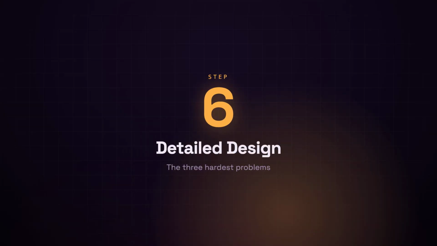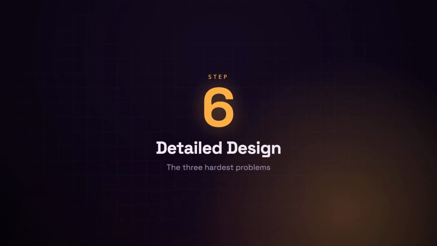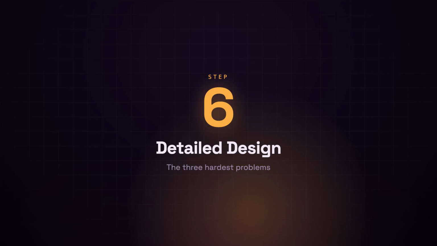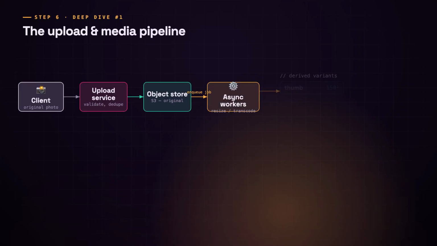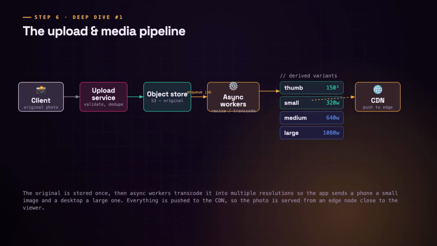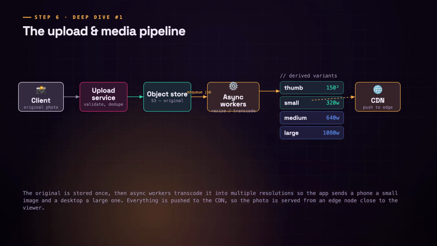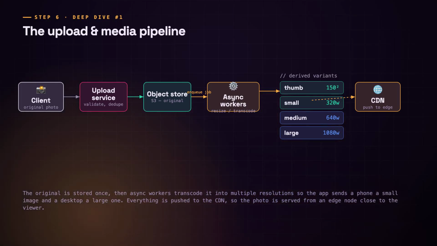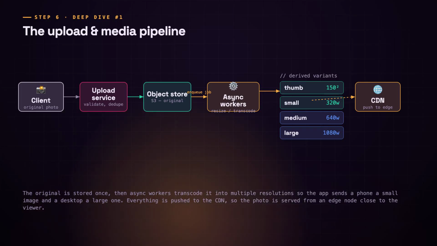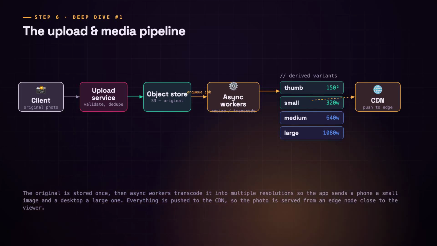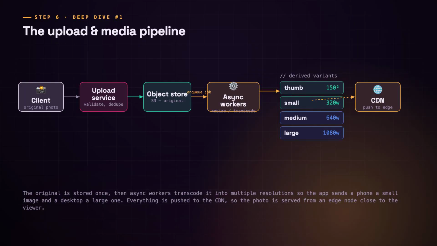Step 6, the detailed design. This is where interviews are won. Let's deep dive into the hardest problems that decide whether this thing scales. Deep dive number 1, the media pipeline. When you upload, we store the original exactly once. Then a fleet of asynchronous workers picks up the job and transcodes that one photo into several sizes: a tiny thumbnail, a small version, a medium, and a large one. Why? So we can send a phone a lightweight image and a desktop a crisp one, saving massive bandwidth. Every version is then pushed out to the CDN, so the photo is cached on an edge server geographically close to each viewer.